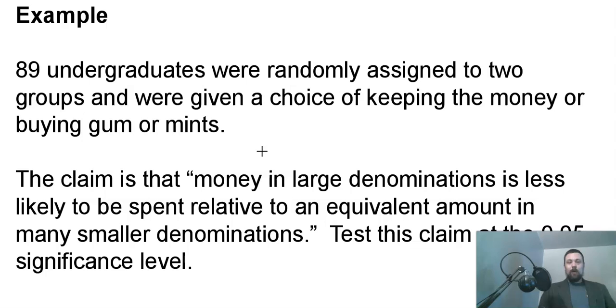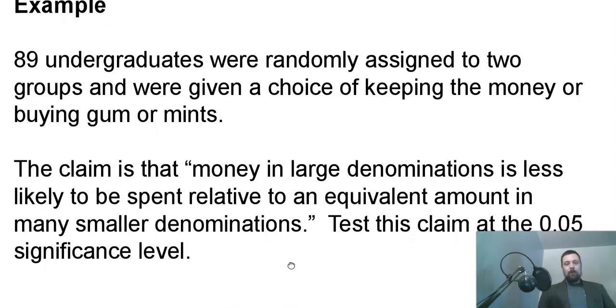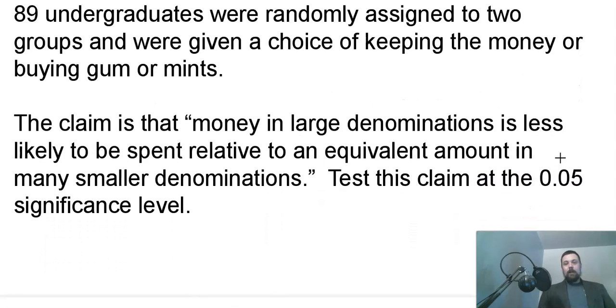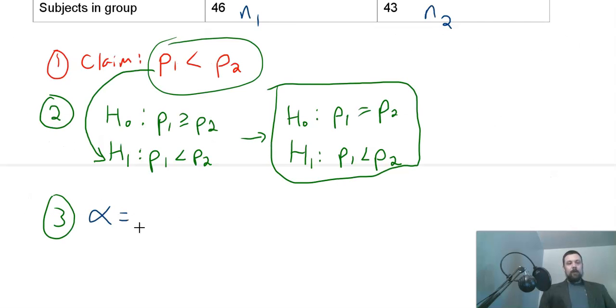Anyways, I forgot what we had for alpha here, even though we probably already read it earlier in the video. So it's 0.05. All right, 0.05 is the value for alpha, and this is going to be a left tail test because the alternative hypothesis is a less than. So this will be a left tail test.